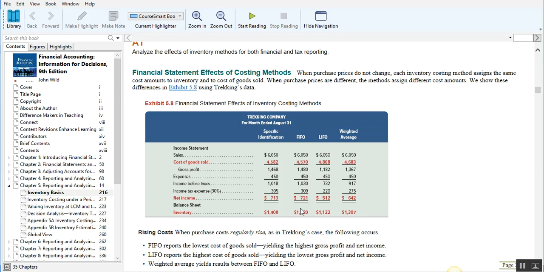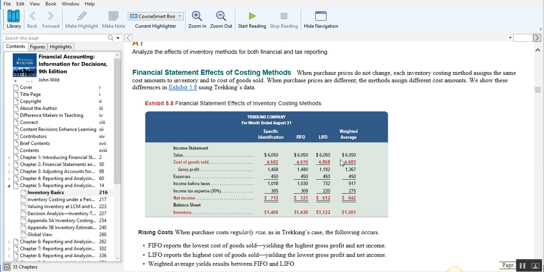If you couldn't track those, you would go perhaps FIFO, and here you'd have a slightly higher net income than you would with specific identification, and a slightly higher ending inventory cost. Now in this case, you're going to have a slightly lower cost of goods sold number with FIFO. But the difference will really show up when you compare FIFO and LIFO. LIFO is going to have a higher cost of goods sold, and it will be apparent, and have a lower net income, that will also be apparent, and have a lower ending inventory, which will also be apparent.